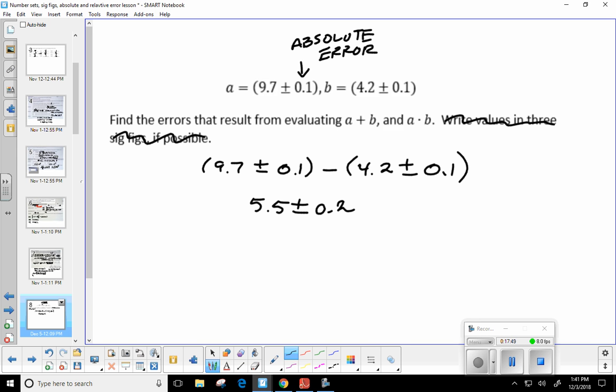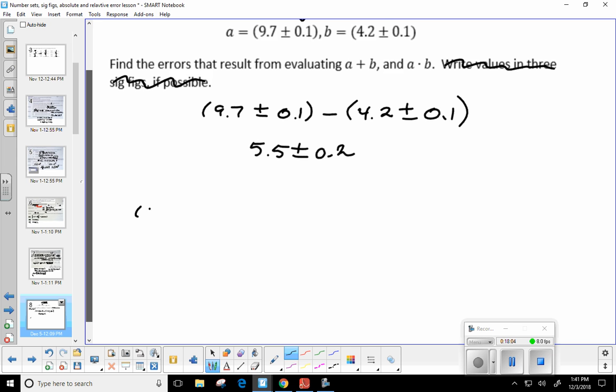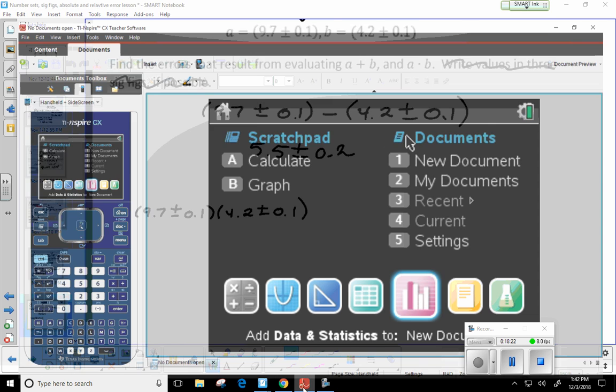Okay. So when it comes to adding and subtracting, it's not too terribly bad. You just have to always, always add the errors. Now, it's when multiplying and dividing that it gets a little different. Okay, let's say I want to take A times B. So 9.7 plus or minus 0.1, and I want to multiply it by 4.2, which is plus or minus 0.1. So how am I going to start this out? First and foremost, you perform the operation on the two values. So I'm going to take 9.7 times 4.2.